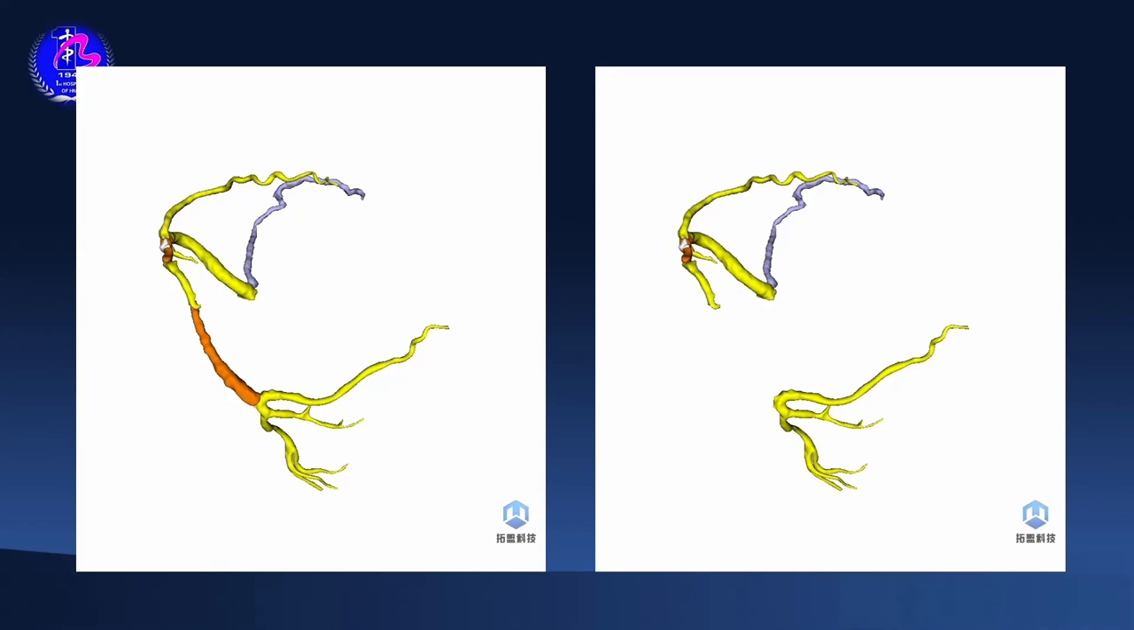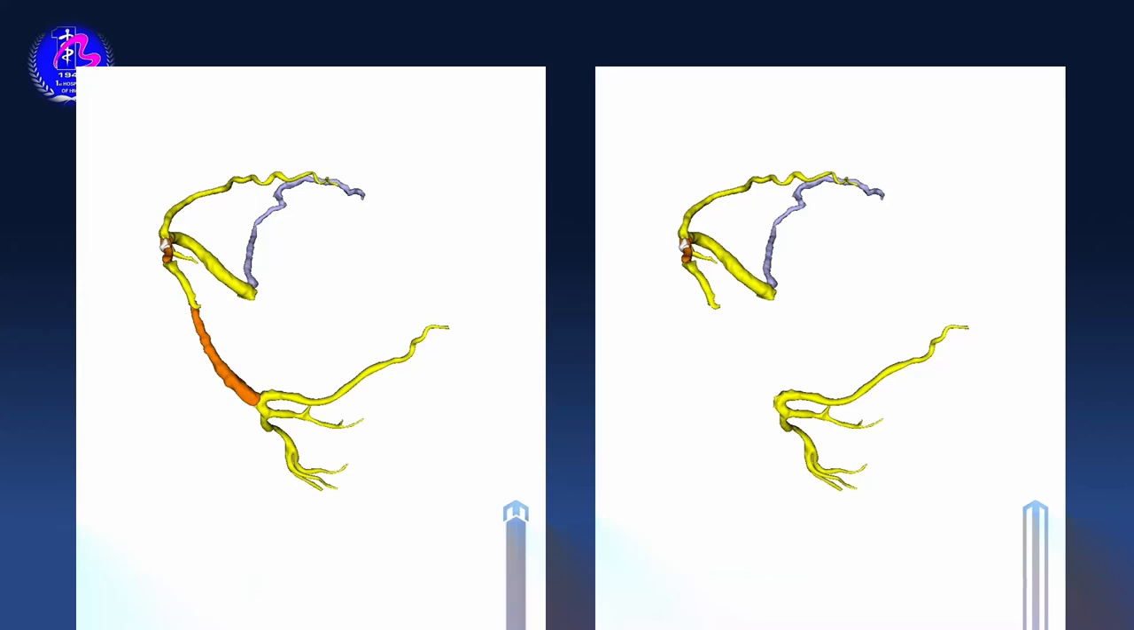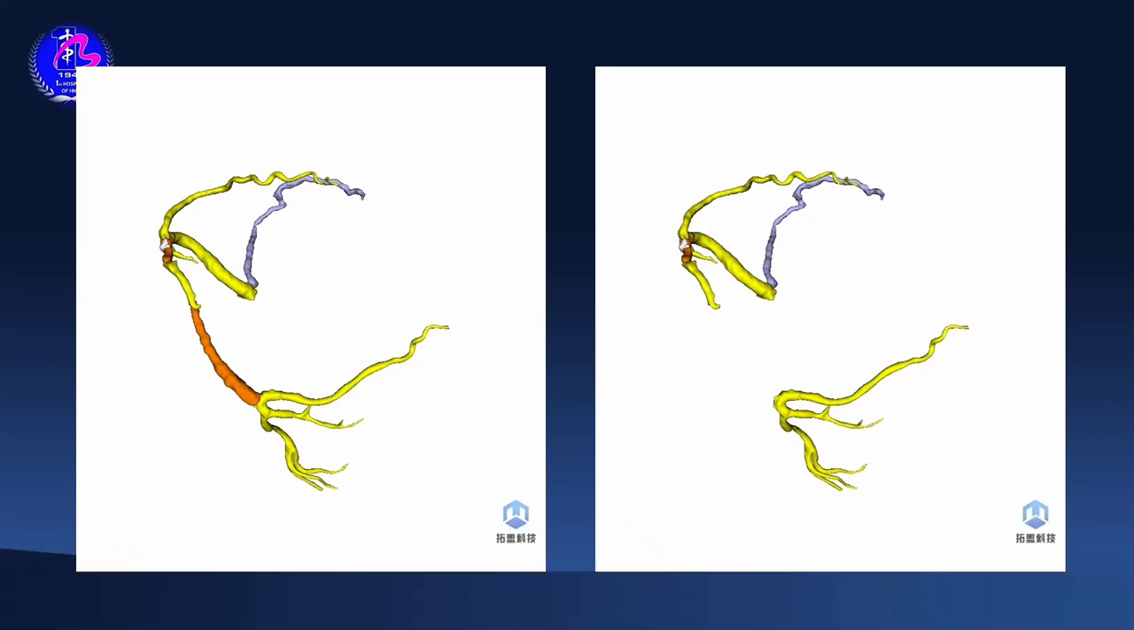We can see just at the ostium of the RCA there is a large septal branch, but from the common angiogram we didn't see it. Sometimes we may ignore this kind of septal branch. And sometimes the ipsilateral cross channel to the distal RCA may be a very good choice for the retrograde PCI. So the CT will give us more information.